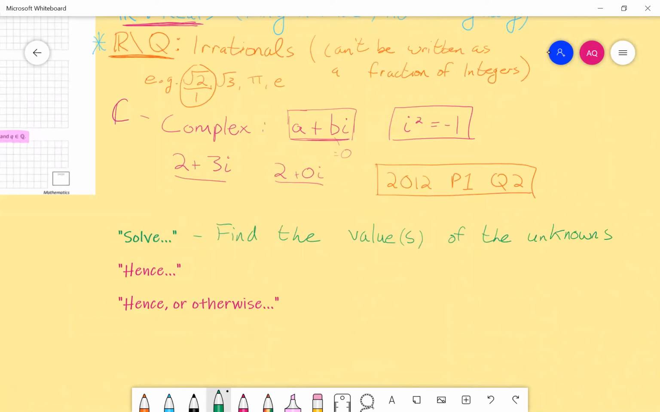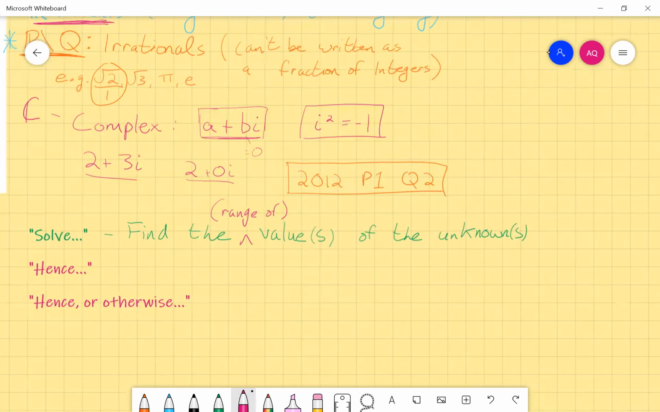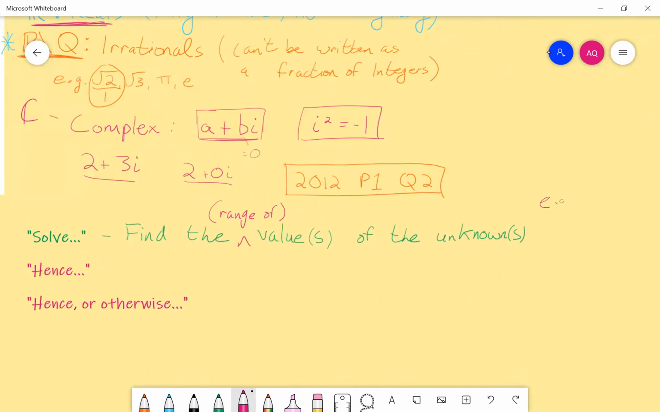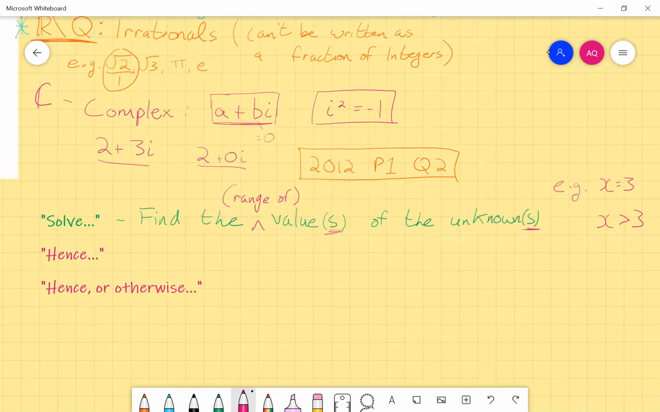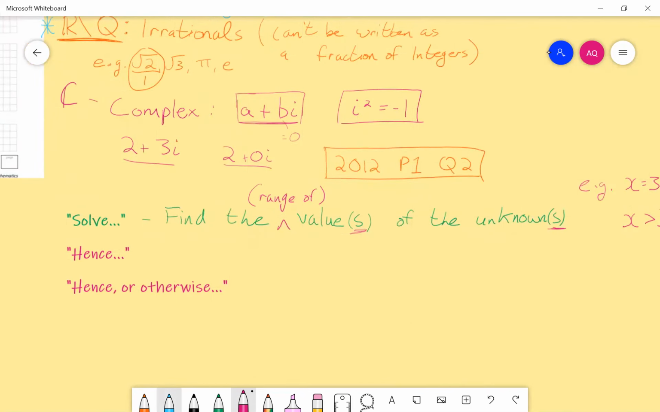Now, one thing to be careful of is that could also be an inequality. So it may actually be the range of values. So you could have the range of values of the unknown. So if it was an inequality, for example, if you solved it for an equation, you might have, say, x equals 3, or for an inequality, you might have, say, x greater than 3. So they would both be solving equations. And sometimes there'll be multiple unknowns and you want to find the values of each of them. Okay. And so most people know what solve is.